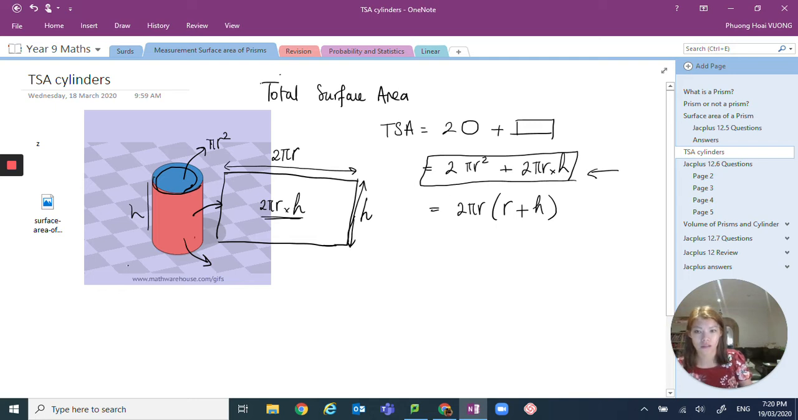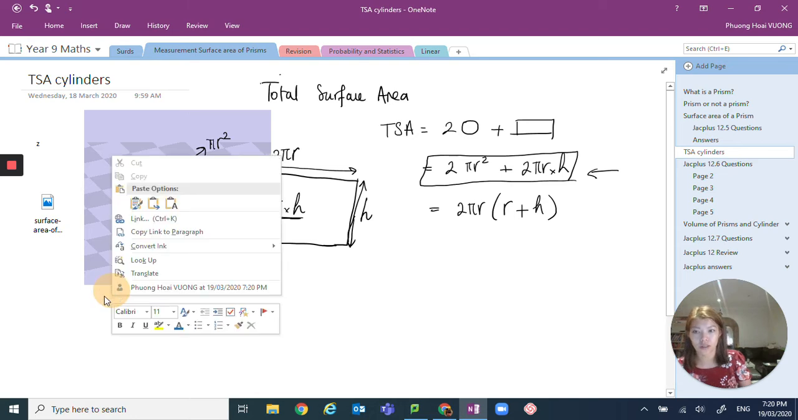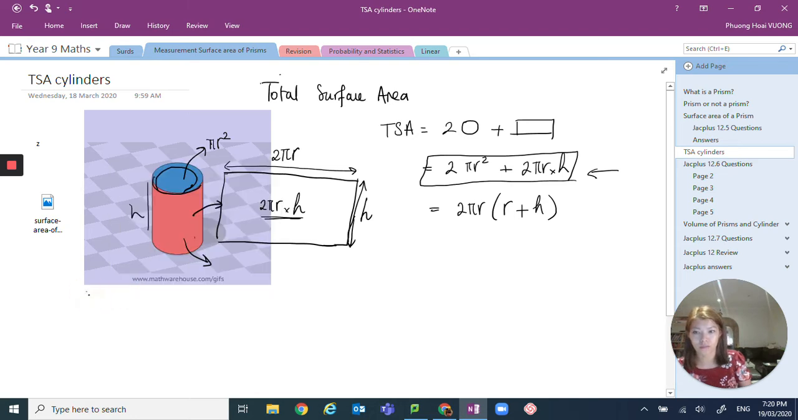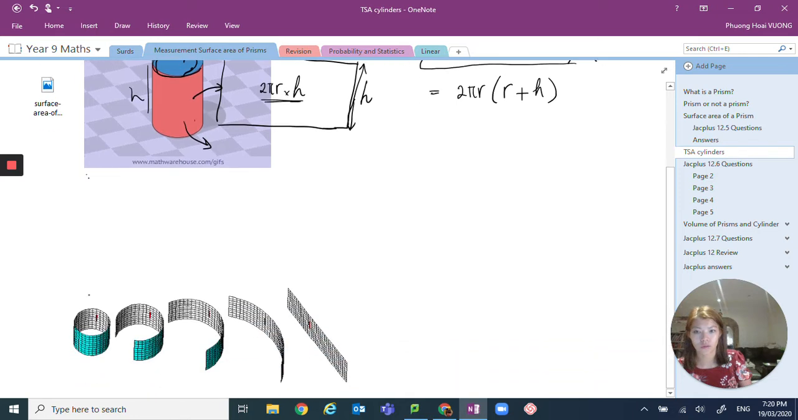So let's have a look at an example and see if I can figure out how to move the sheet up. So that's another image to show you the sheet being unwrapped. So let's have a look at an example.